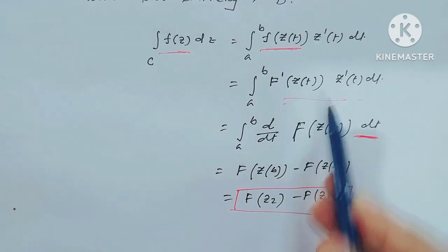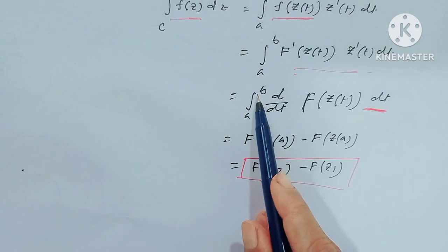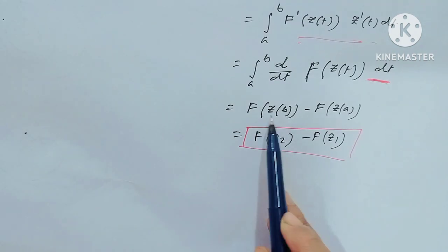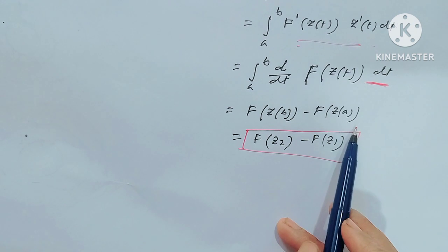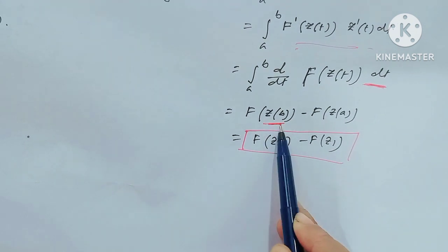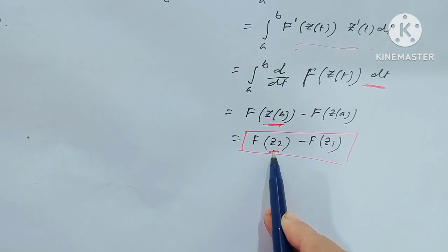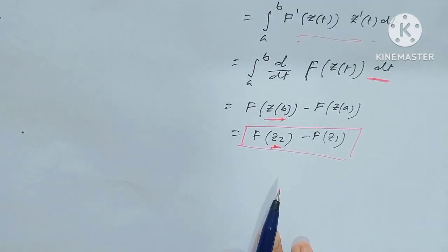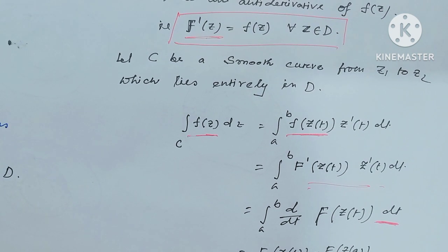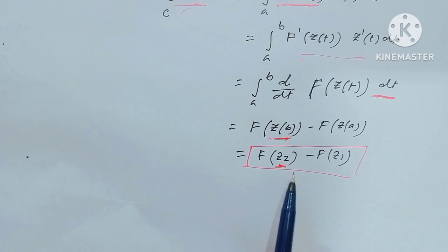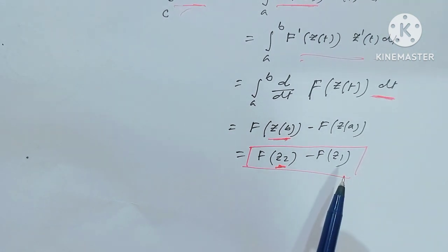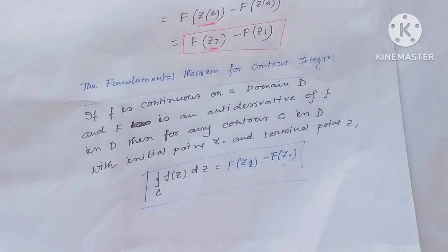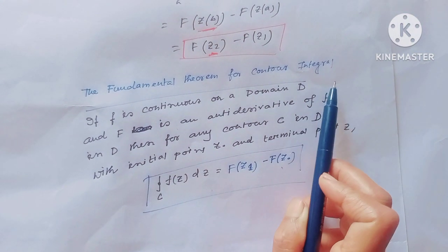We all know this. Now after integrating, the value is F(z(b)) minus F(z(a)), where z(b) is z2 and z(a) is z1. I hope all my viewers have understood. If f has an antiderivative, then this integral is the same as capital F(z2) minus capital F(z1). This is known as the fundamental theorem for contour integrals.